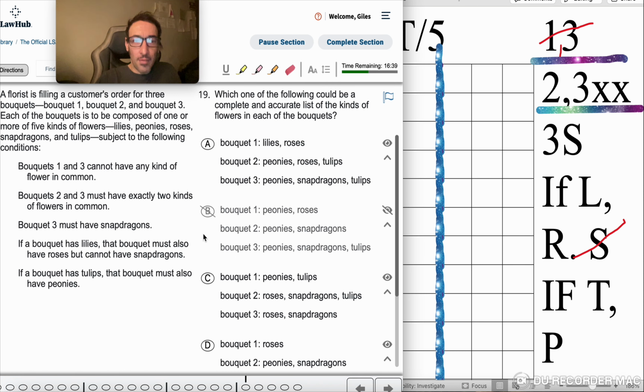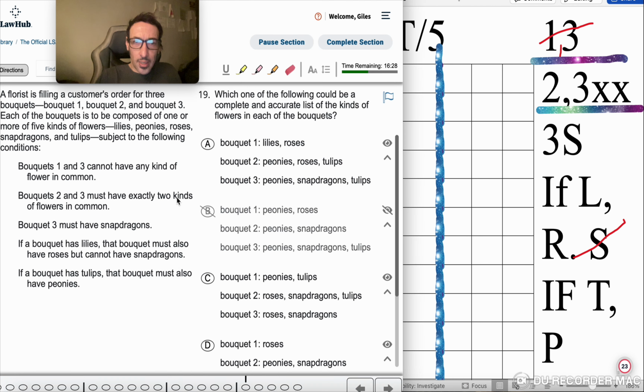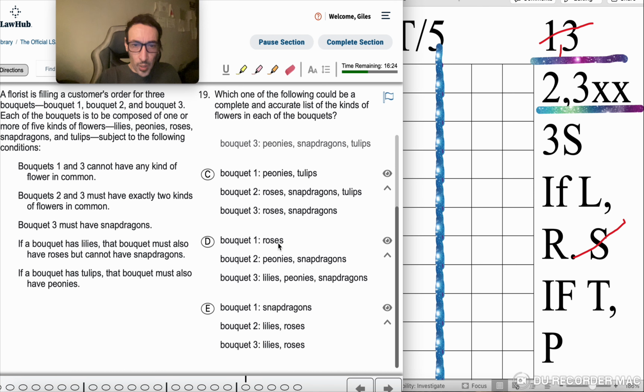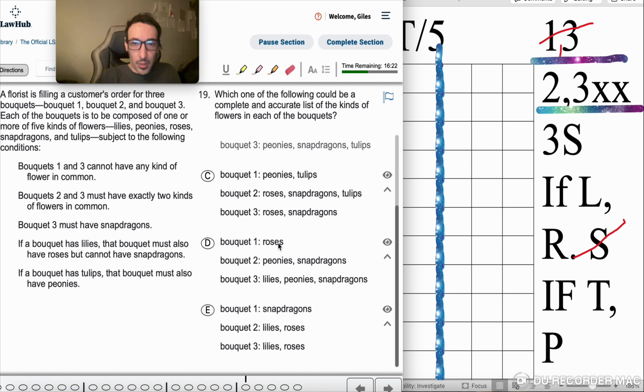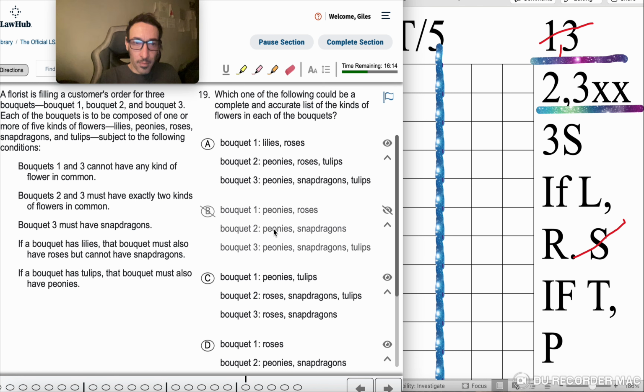Bouquet 3 must have a snapdragon. So I'm just going to put 3S, meaning the third position is going to be a snapdragon. Let's see it at this moment. If you look at choice E, we don't see the letter S, so that means it's not going to be considered a possible option. So now we're left with 3 choices here.